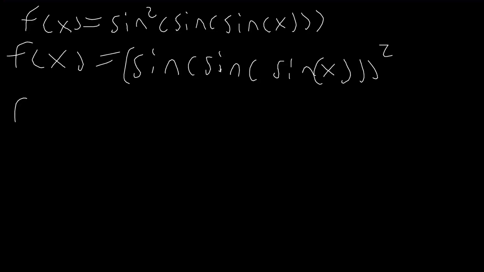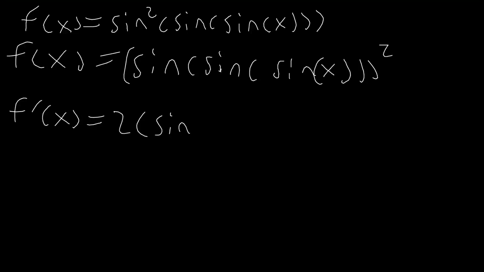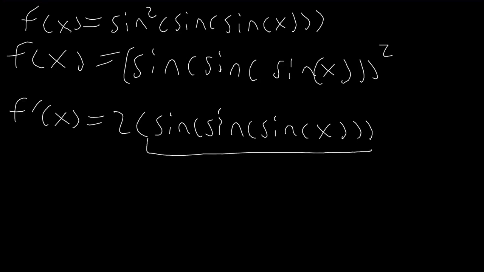Okay, so f prime of x, this is going to be our u, so we can just use the power rule on the outside. So it's 2 times sine of sine of sine of x, and to the power of 1. We don't need to write that. And now let's keep on differentiating, working our way into the innermost.